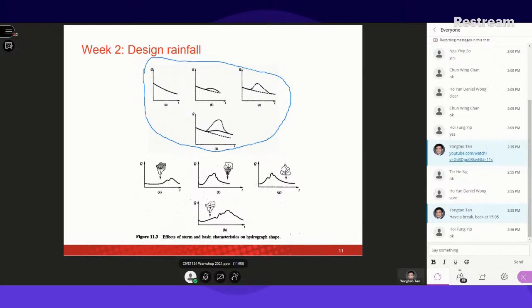Just to repeat again, part A is only for a small rainfall.